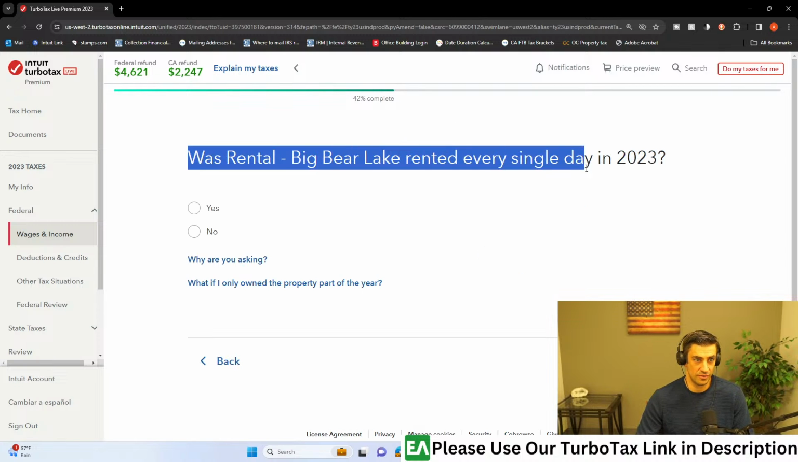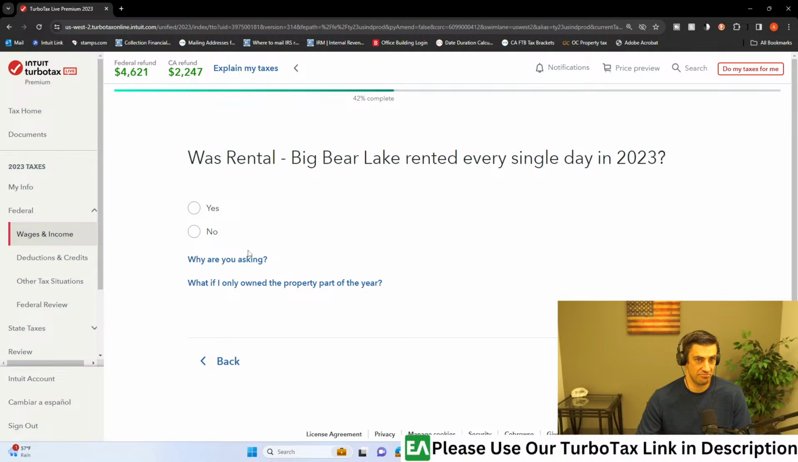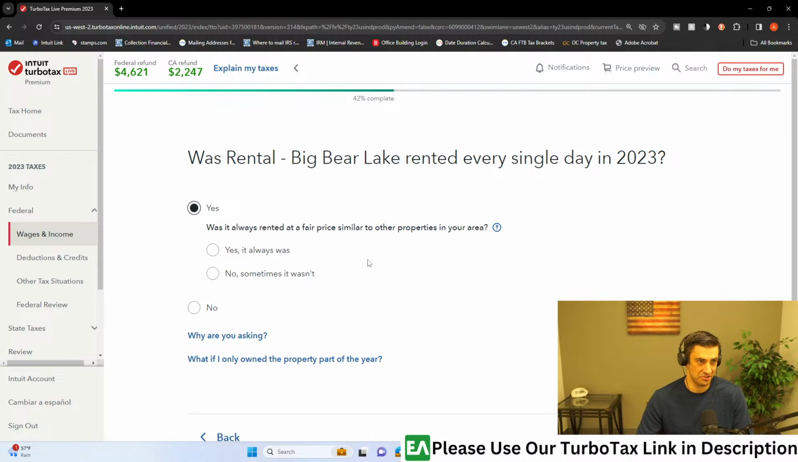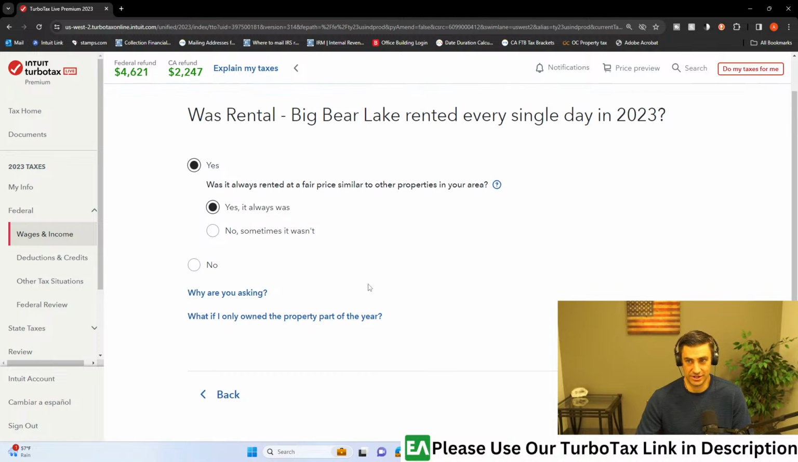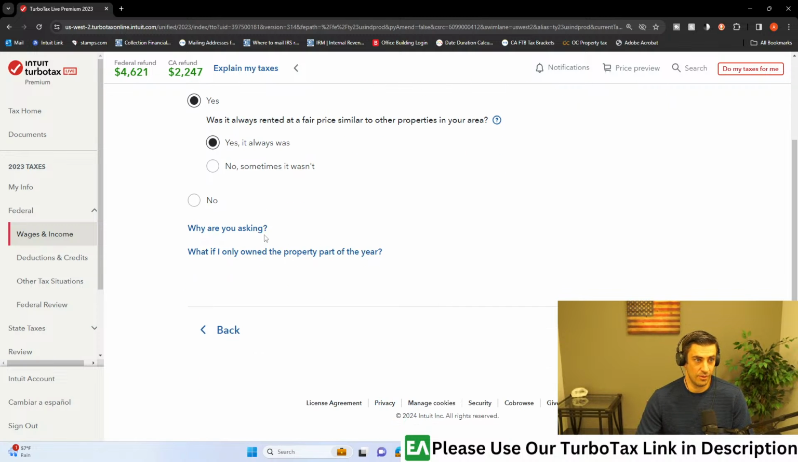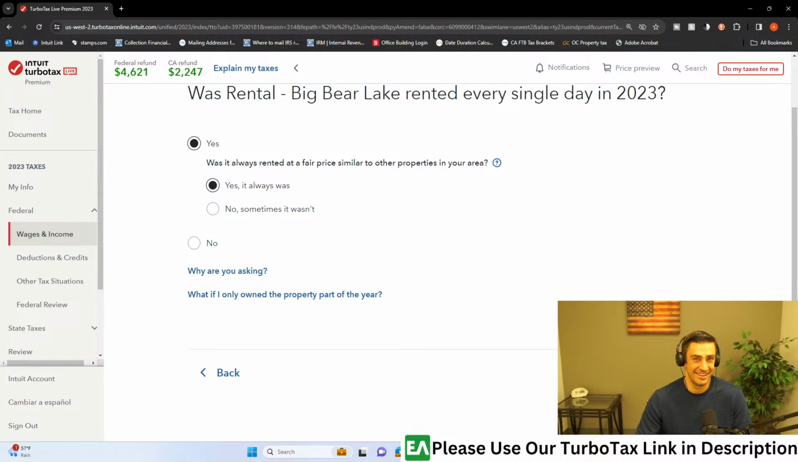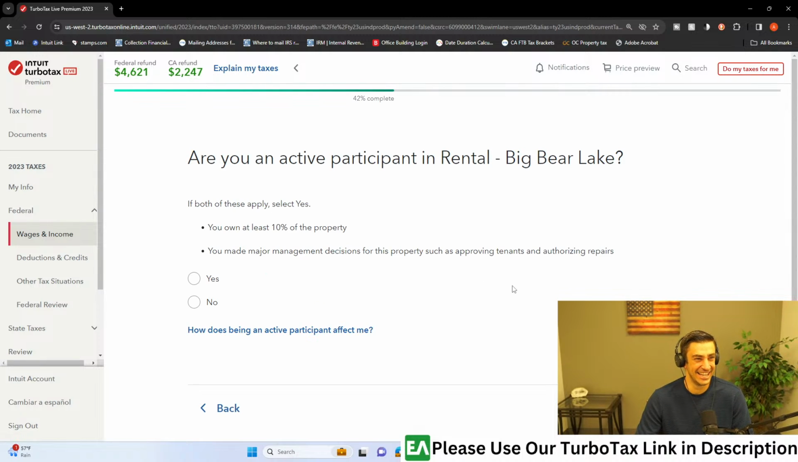Was rental rented every single day of the year? I'm going to say yes for ease, okay? Was it rented at fair market price? Yes. It always was rented at fair market price. I didn't have a family member go in there and charge them $200 instead of $1,000. Okay, why are you asking? Because it's not going to allow for all the deductions if you did something like that.